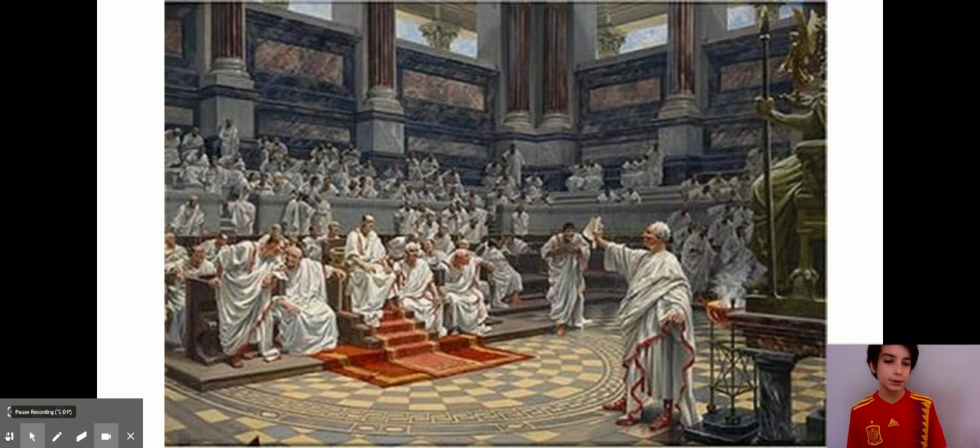Plebeians were citizens of Rome, and they were usually tradesmen or craftsmen. Slaves had nothing, they had no rights, and they could not do anything. Plebeians and patricians would go to the assembly to vote here.